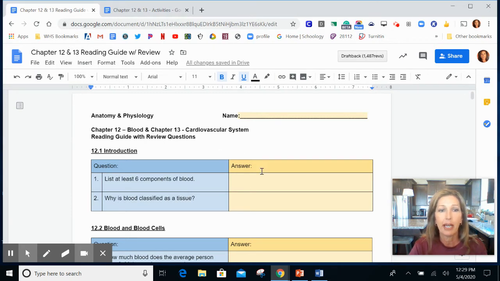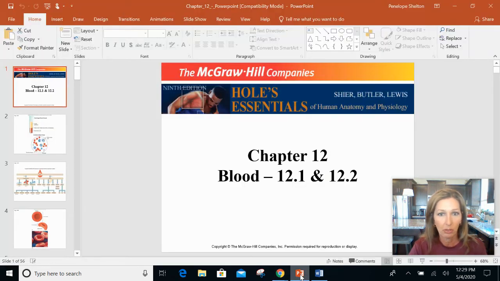Now, to help you understand the reading guide and the contents that we're expecting you to know, I am going to walk you through the first PowerPoint. This will be your first lesson, which is just looking at the first two sections of chapter 12. This way you get a good overview of your blood and the components of blood. That's what this Screencastify is going to focus on.